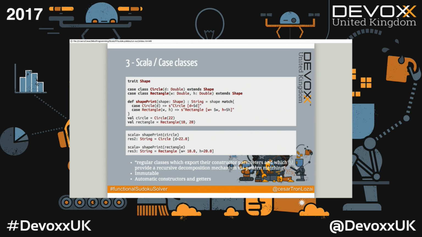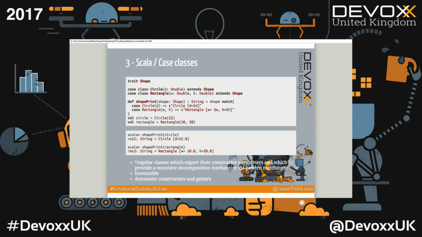If we have a trait, which is like an interface in Java, I'm going to define my cases for that class. You can think of it as a bit like an enum for classes. If I have a shape, I can have 2 types of shape: a circle and a rectangle. You can see the constructor bit here, where I just put a parameter d inside, and it will automatically create a constructor and a getter, no setters because everything is immutable.